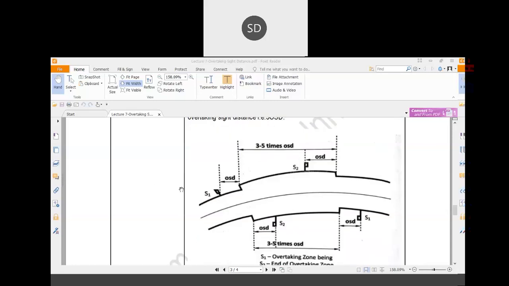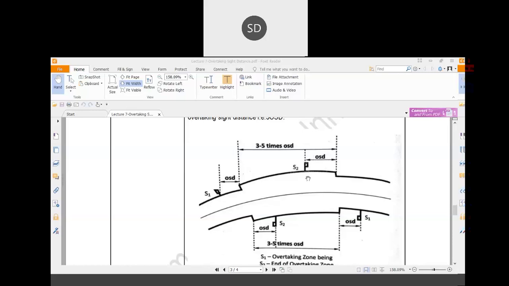Now, after installing that overtaking zone, you need to install some signposts to make drivers aware of it, because if the driver is moving, you need to know that an overtaking zone is ahead of you. So where to post those signposts? One signpost should be provided at a distance of the overtaking sight distance from the entry of the overtaking zone, and another signpost should be provided at a distance of the overtaking sight distance from the exit of that particular overtaking zone.